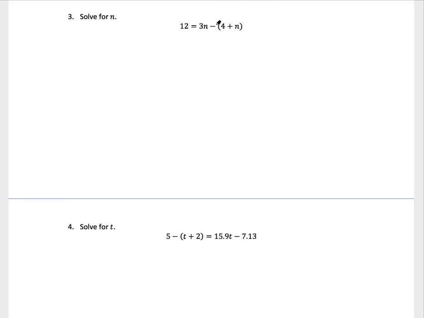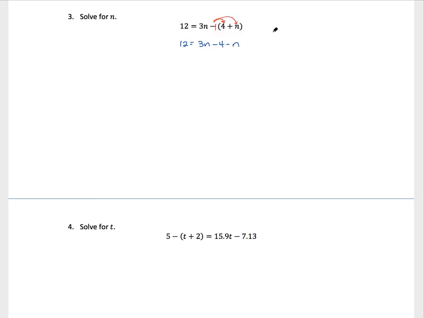So even though you don't see the coefficient, there is a coefficient in front of this parentheses. You can think of that as -1. So what I'm going to do is distribute that -1 to each term inside the parentheses. So what we're left with is 12 is equal to 3n. -1 times +4 is -4. And then -1 times +n is -n.